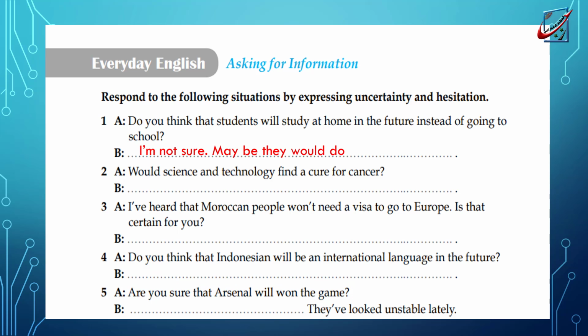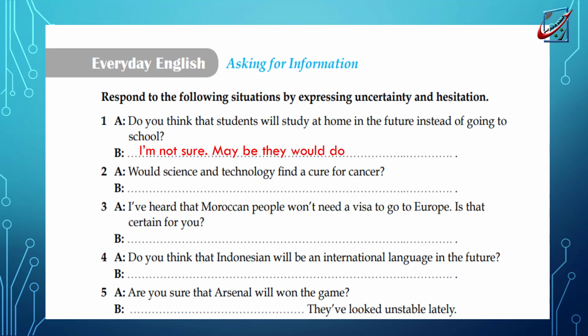Look at this sentence. Do you think that students will study at home in the future instead of going to school? I'm not sure. Maybe they would do. You see this expression, I'm not sure. This expresses uncertainty and hesitation on the part of the speaker. Maybe, again, they would do.